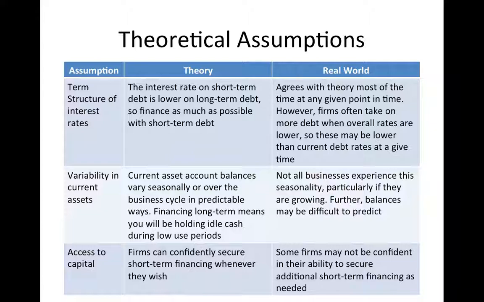The next theoretical assumption has to do with the variability in current assets. First of all, the theory is based on the idea that current asset account balances move up and down over time, whether that's seasonally within a year or with the business cycle. And secondly, they assume that it's somewhat predictable, and therefore you can go get the financing you need before you need to have it, and you can know when you're going to start having declines in your current asset balances, and so you can choose to pay that debt off at that time and not worry that you're going to need the money right away.